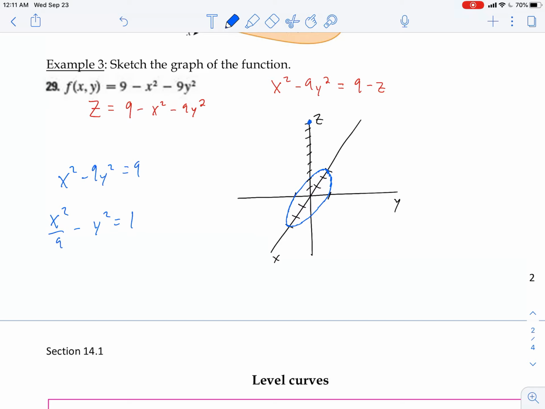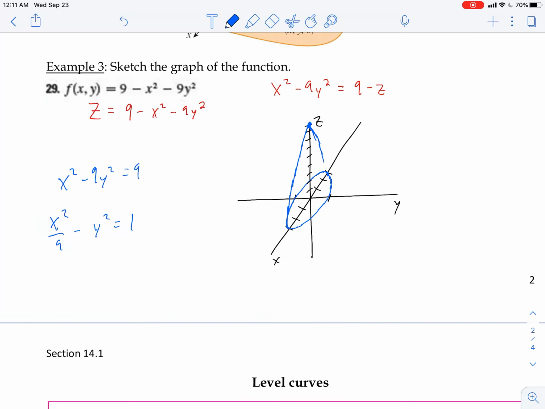And so what's happening is that we have this parabola that's opening up downward, and it's continuing to get bigger as we go down on the z-axis. And so this is our elliptic paraboloid.